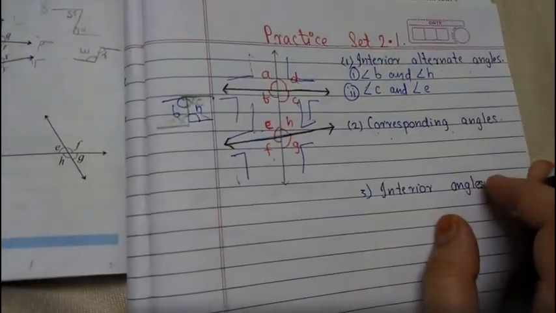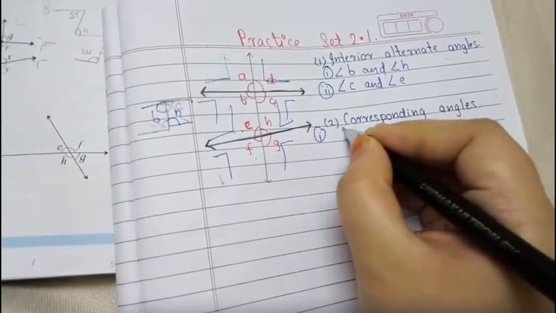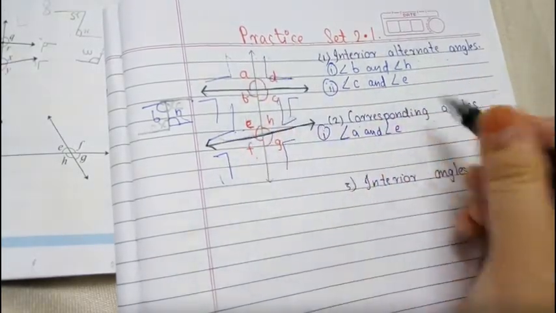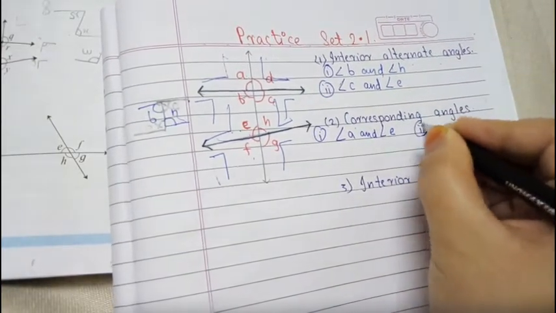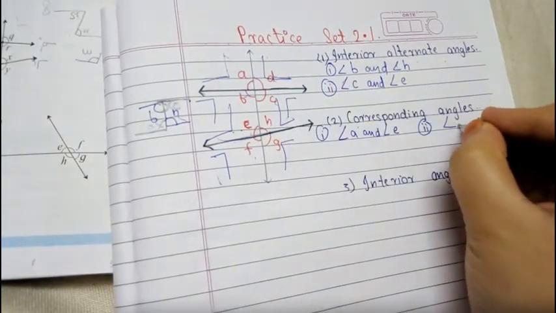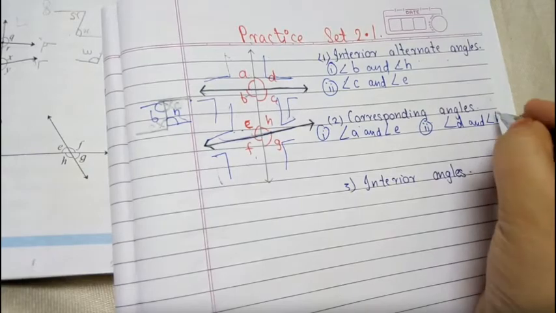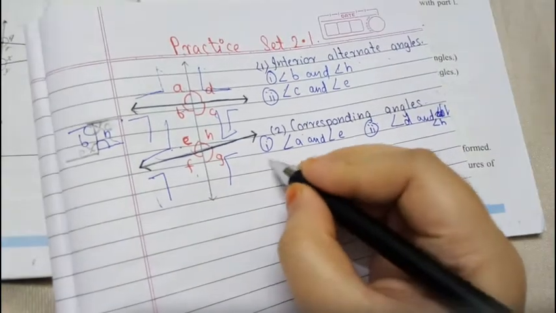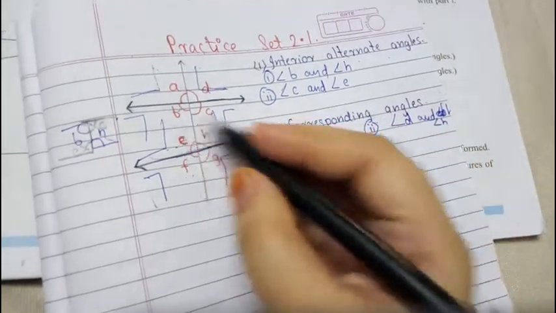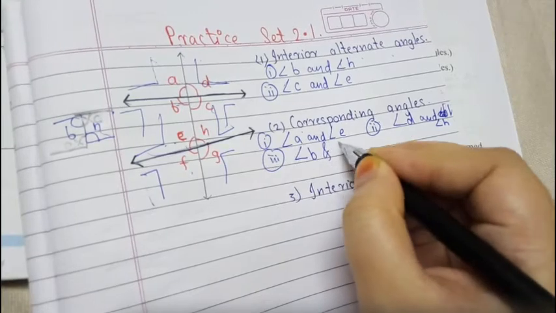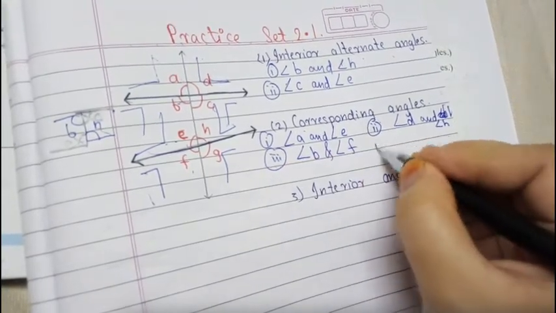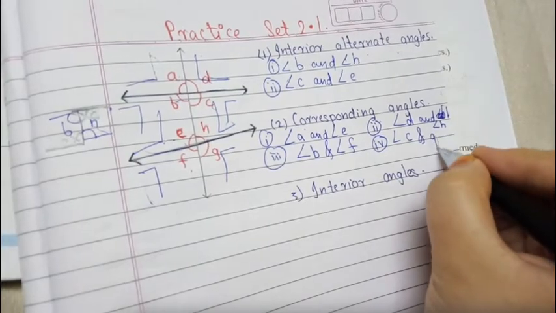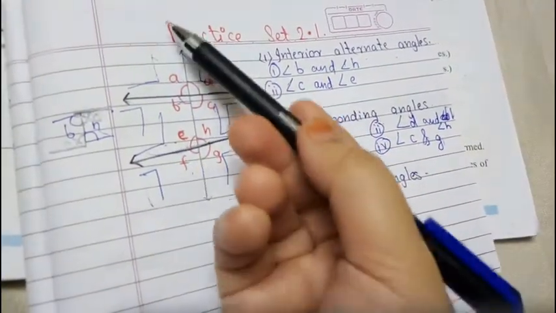So let's write the pairs. First is angle A and angle E. The next pair will be angle D and angle H. The third pair is angle B and angle F, and the fourth pair is angle C and angle G. So these are the four pairs of corresponding angles formed by this transversal line.